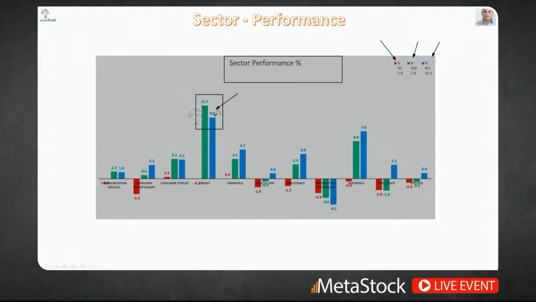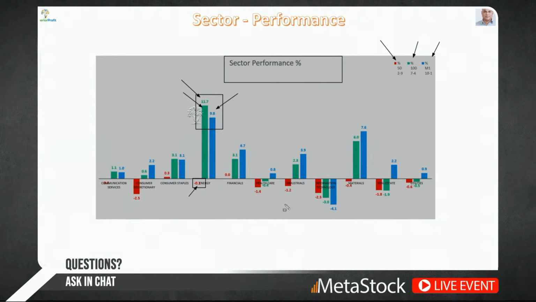Over 1 month, it is up by 9.8%. Over 10 days, up by 11.7%. But over 5 days, it is actually down. So that helps us book profit, probably in energy long positions, and wait for the next leg up.